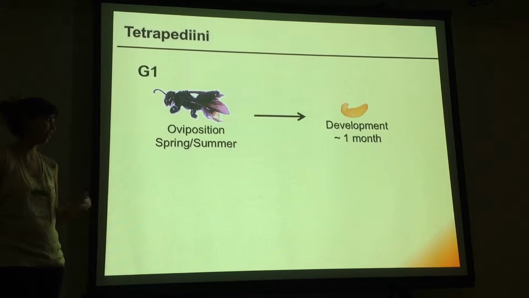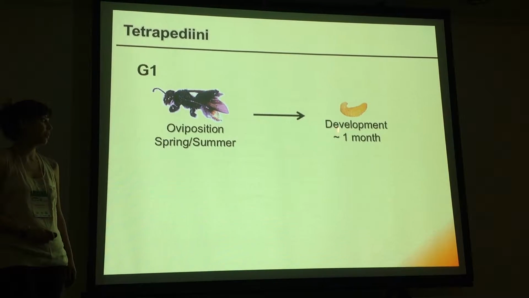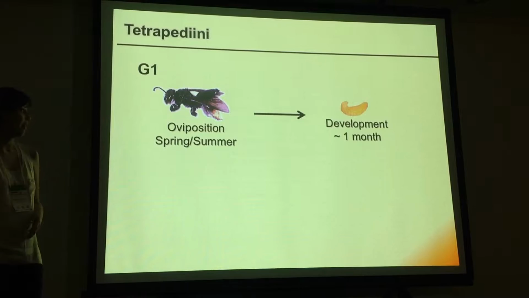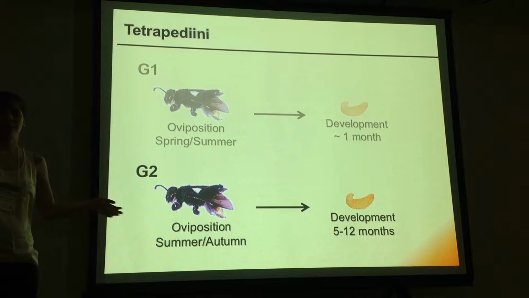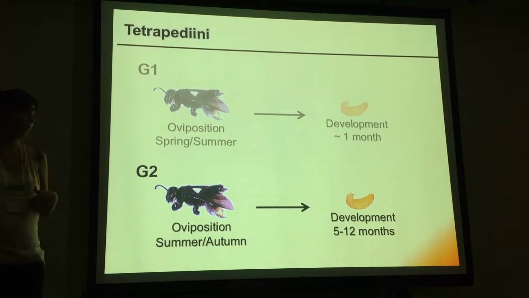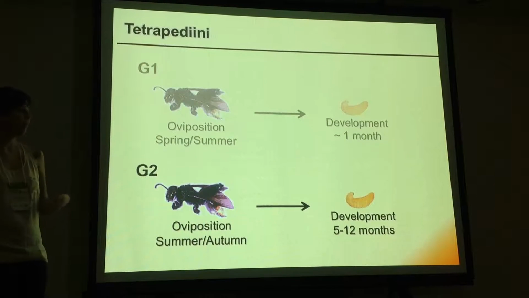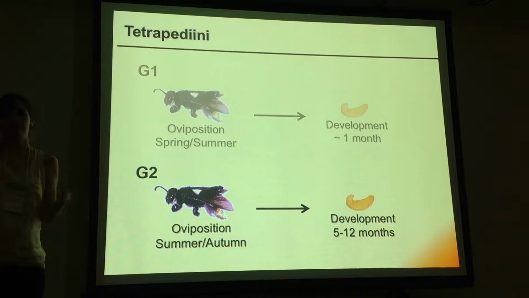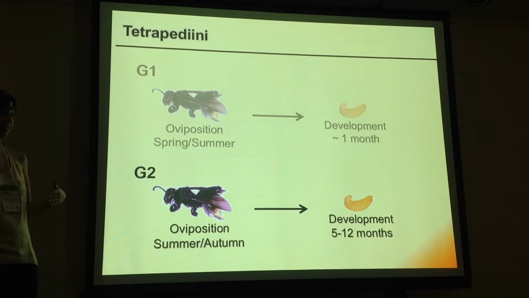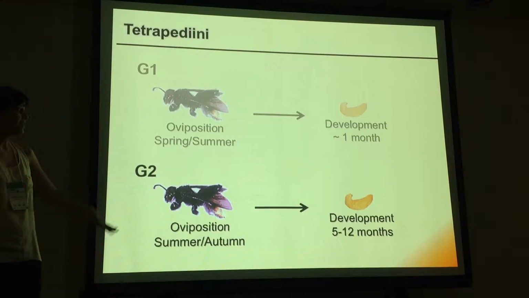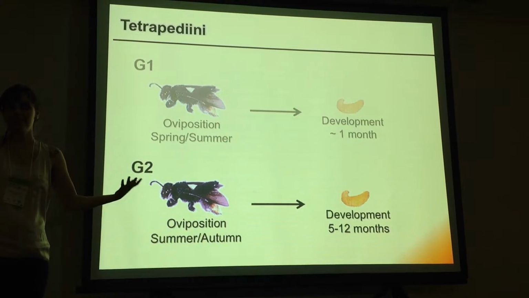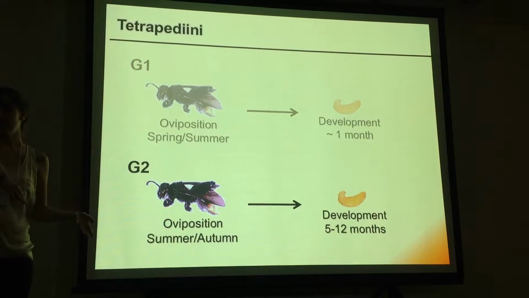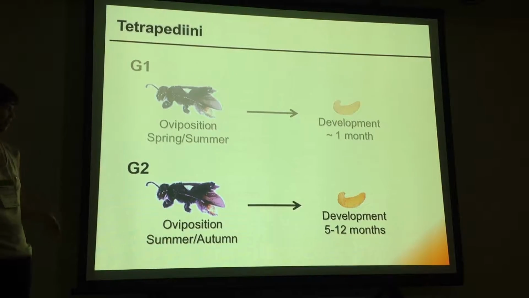find all the provisions for the brood, and then the brood will develop from egg to adult in only 1 month. But in the second generation, the female will do the same process to provide food for the brood, but the brood will develop much slower. From egg to adult, they will take about 5 to 12 months to develop. That's because in the last instar of larval development, the 5th instar, the larva will enter diapause and stop the development for a while.